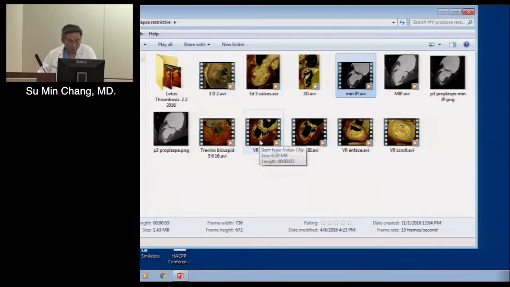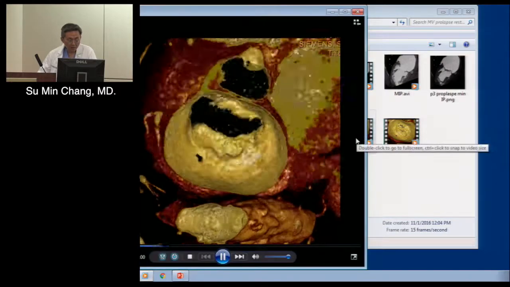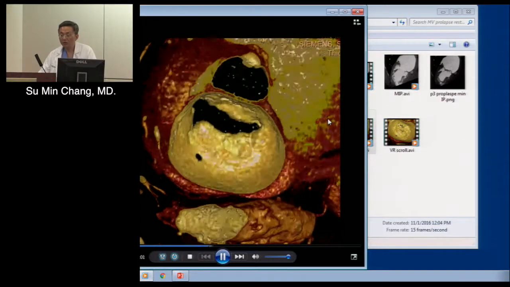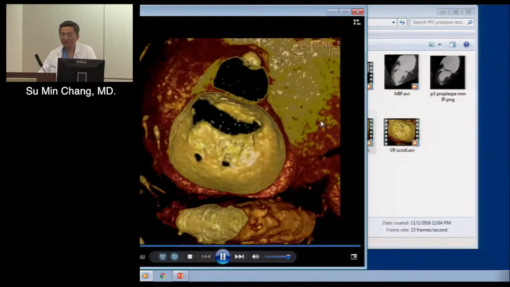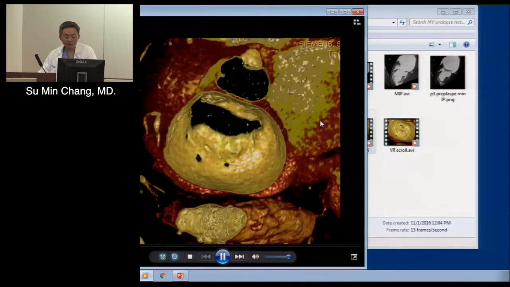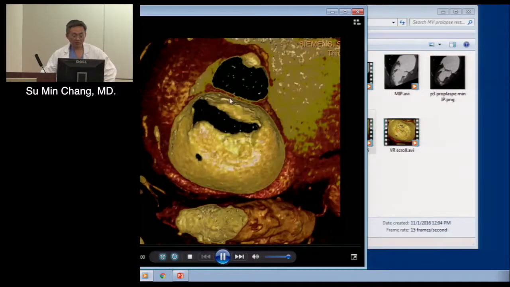Okay. This display is very familiar to you, you all do TEE. It's very similar to the surgeon's view from the left atrium looking down at the mitral valve. And this is the aortic valve, so this is anterior.